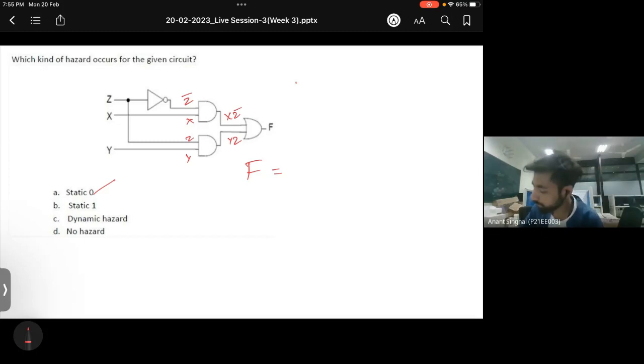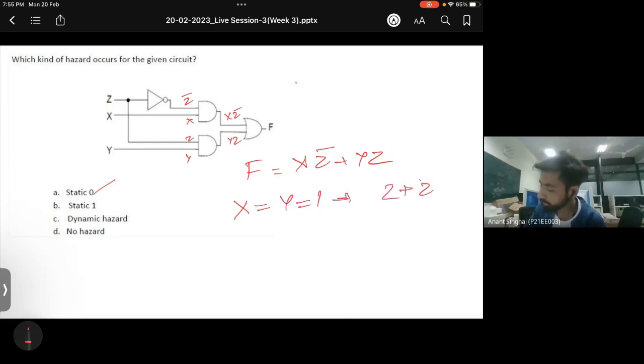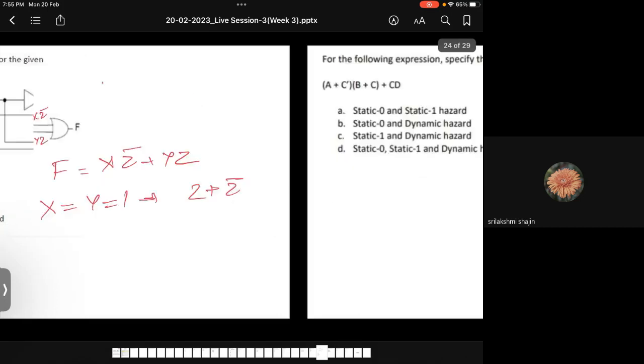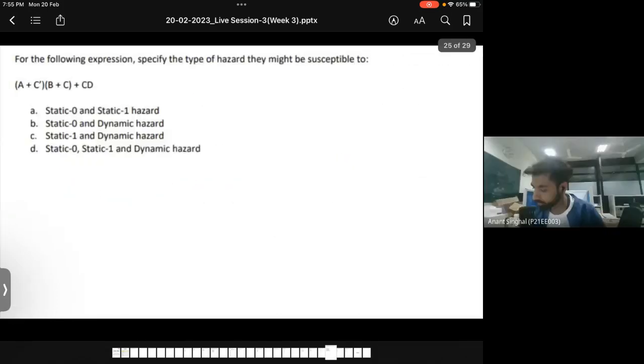From the expression we are getting x z bar plus y z. For x equal to y equal to 1, we get z plus z bar, which is static 1. So static 1 is the right answer. I hope Bhuvneshwar it is clear now, because earlier you were saying it is static 0. Is it clear? Shall I proceed? Yes, sir. Okay, try this question.